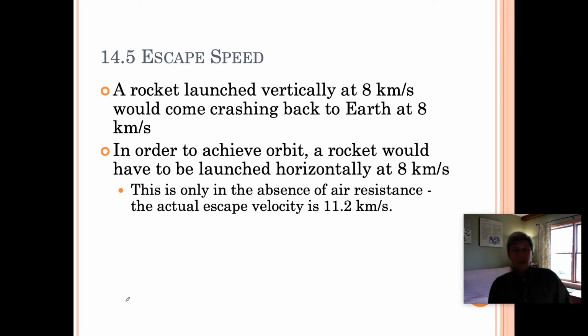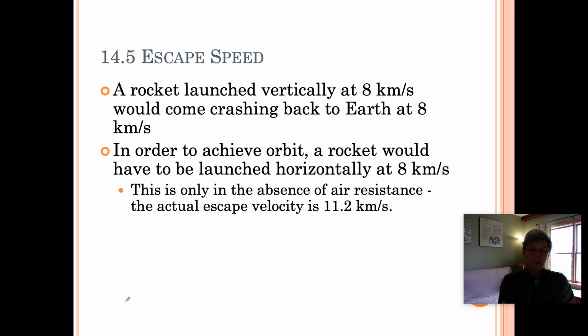Now, to achieve an orbit, so that we're going around the Earth, the rocket has to be launched horizontally at 8 kilometers per second. But this doesn't take into account air resistance. Remember that the air in the atmosphere actually resists the motion of satellites. This is why all of our weather satellites and communication satellites and other satellites orbiting the Earth are above the atmosphere, because that eliminates the need for fighting air resistance.